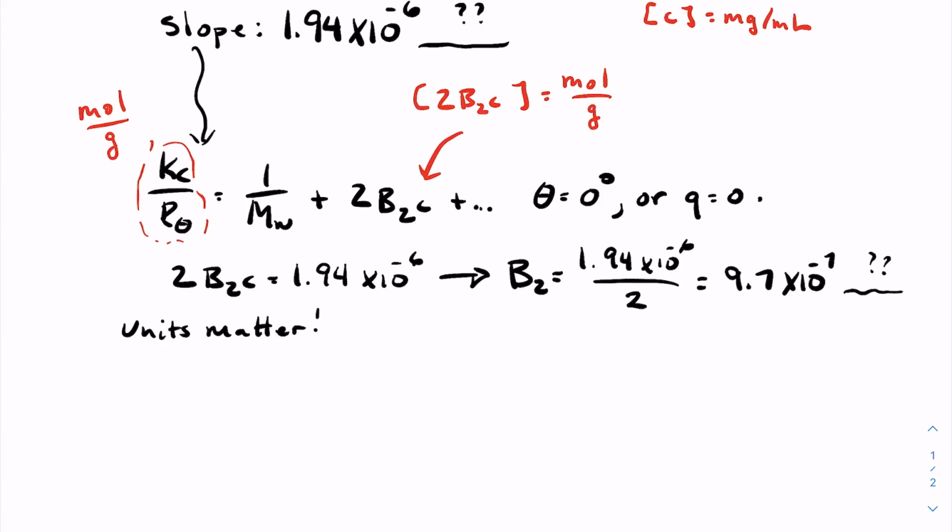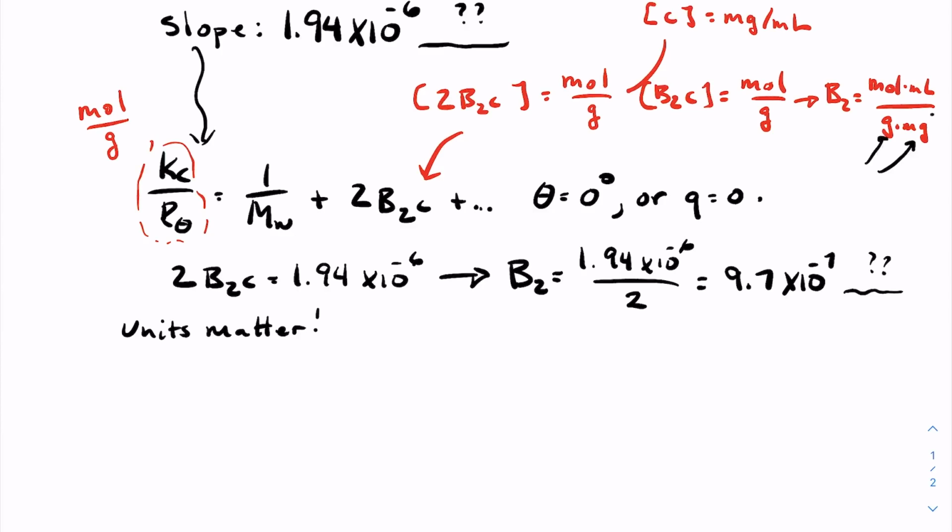So this tells us basically what the units of the second virial coefficient must be. And the reason for that is that milligrams per milliliter times the second virial coefficient, whatever those units are, must give us units of moles per gram. And so we can just solve this equation and get units. Now, we've got milligrams over here, we've got grams over here, so our best bet is to convert everything to grams, just so that we have the same units.